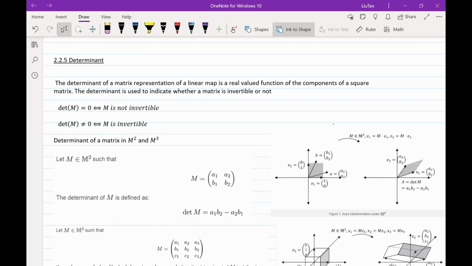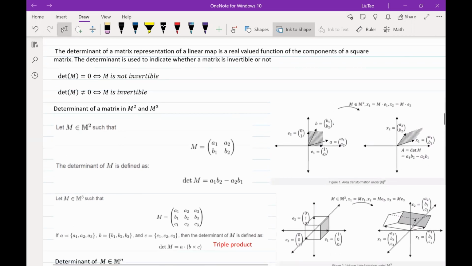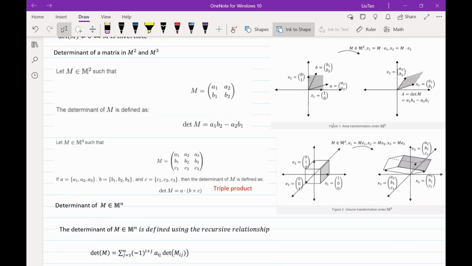If the determinant of the matrix does not equal 0, then the linear map is invertible. Now let's take a look at a few examples to calculate the determinant of a 2x2 matrix and a 3x3 matrix.